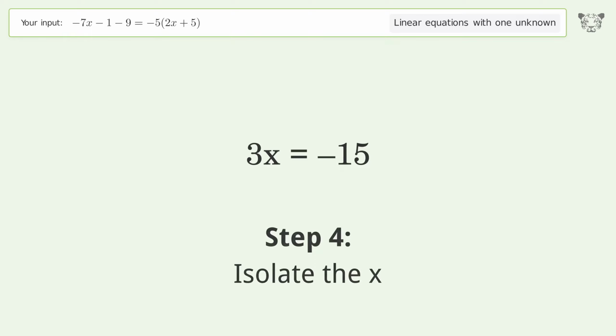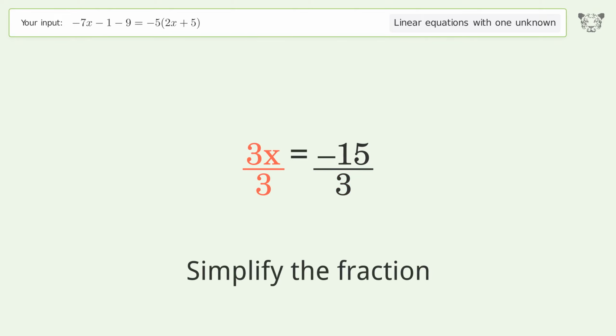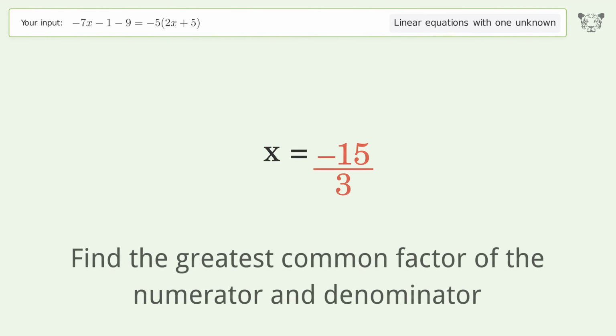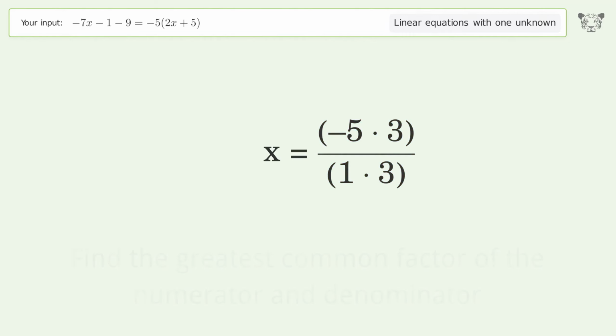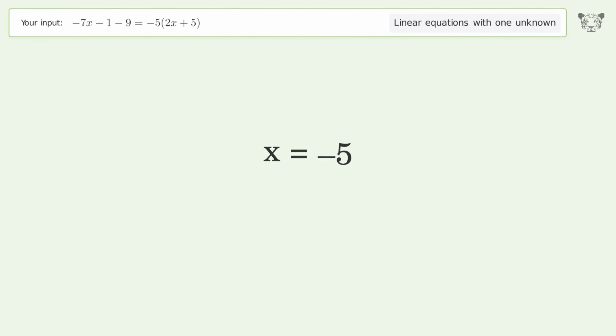Isolate the x. Divide both sides by 3. Simplify the fraction. Find the greatest common factor of the numerator and denominator. Factor out and cancel the greatest common factor. And so the final result is x equals -5.